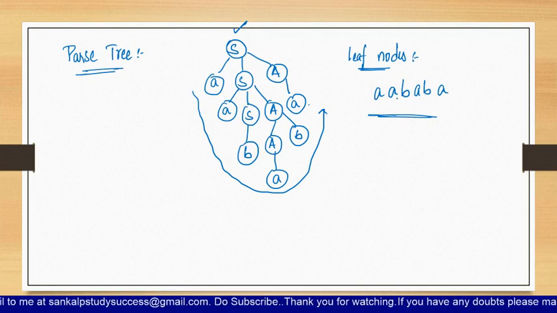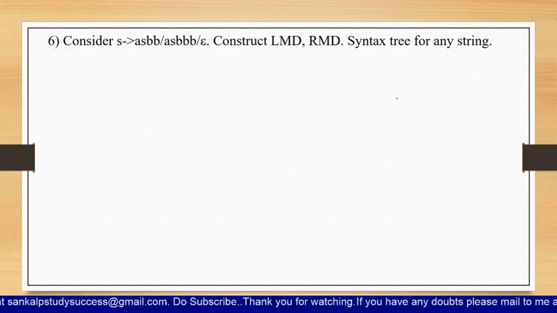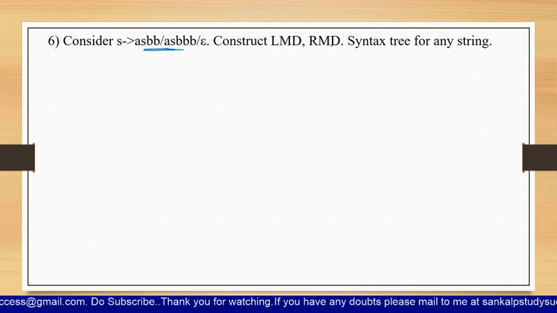Now let us see one more question, which is S tends to, this is the context free grammar which is given here, and also the leftmost derivation and the rightmost derivation you need to construct, and then you need to construct the syntax tree for this, for any string.